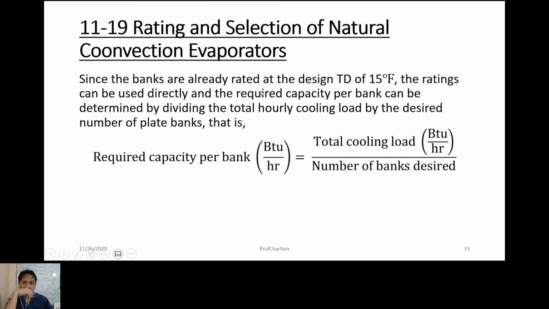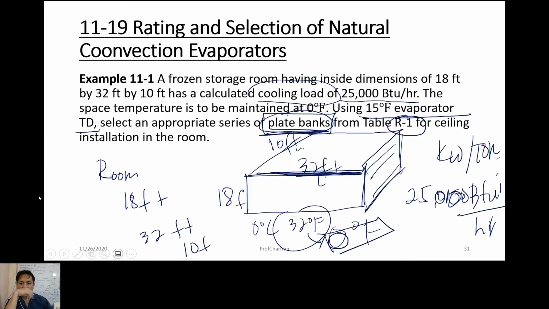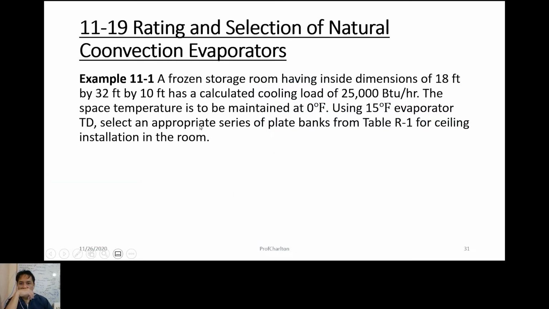Since the banks are already rated at the design temperature difference, no, there's a TD of 15 degrees Fahrenheit. The ratings can be used directly, and the required capacity per bank can be determined by dividing the total hourly cooling load by the desired number of plate banks. So here, the required capacity per bank, BTU per hour, that is what we're going to calculate, no? Because it says here, select an appropriate series of plate banks. No? So, pinapahanap tayo ng plate banks para sa ganitong dimension, no? Sa room.